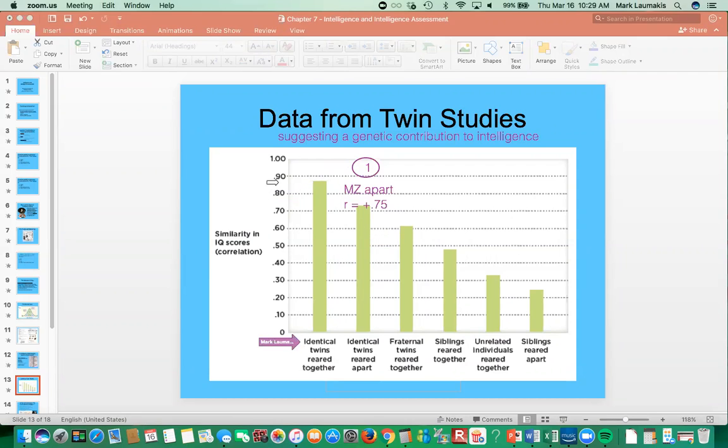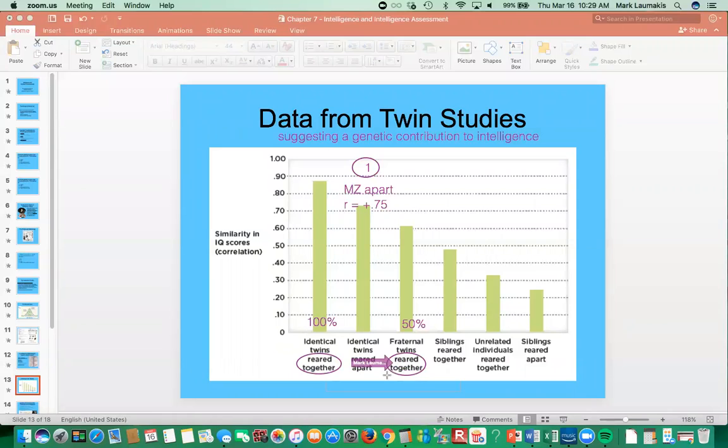Well, bar number 1 is identical twins reared together. So let's be clear. These guys share 100% of their genes. Okay. What was the deal with bar number 3 here? Well, these are fraternal twins reared together. What is their deal? They share 50% of their genes. Notice that these are identical twins being reared together and fraternal twins being reared together. So the nurture piece is identical, right? These guys are being reared together and these guys are being reared together.